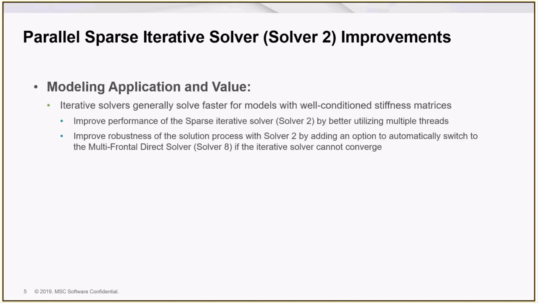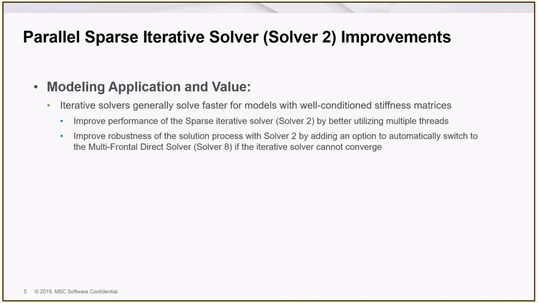So I'll start with the parallel sparse iterative solver. So this is solver 2, if you're used to dealing with the unit numbers in the solver. And what we looked at with the iterative solver is we know that it's exceptional when you're solving models with well-conditioned stiff matrices. The speed up is quite good compared to more direct solvers. And so what we have not done until now was really better parallelize it. We did the assembly and recovery operations for the matrix, but we didn't actually address the matrix solver in parallel fully, and we did that at this time.